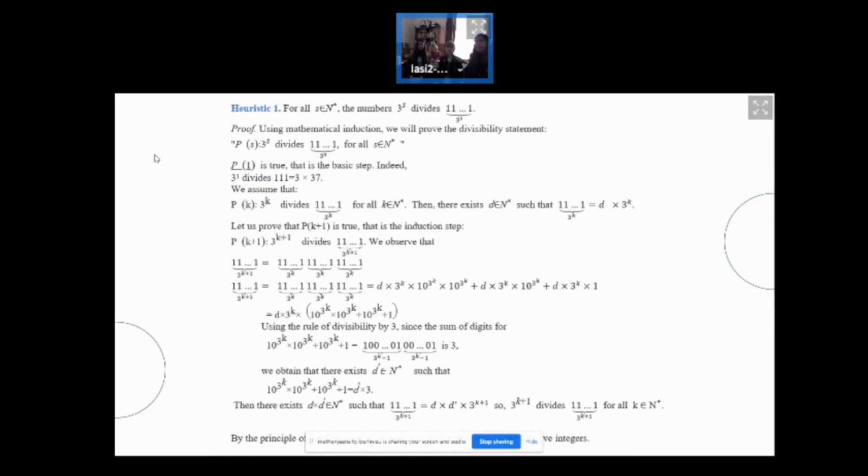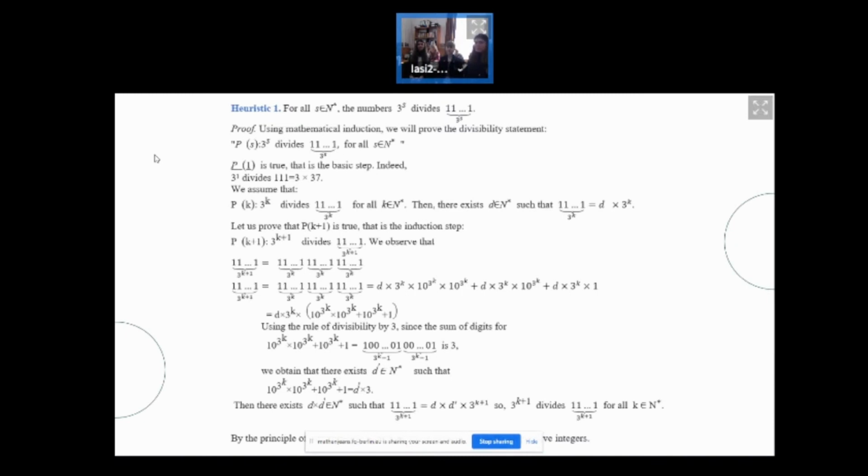So if we take out the common factor, we obtain that d multiplied by 3 to the power of k, multiplied by 10 to the power of 3 to the power of k, multiplied by 10 to the power of 3 to the power of k, plus 10 to the power of 3 to the power of k, plus 1, is the actual remainder. Using the rule of divisibility by 3, since the sum of the digits for that number is 3, we obtain that there exists d prime, a positive integer, such that that number is divisible by 3, and we can write it as d prime multiplied by 3.